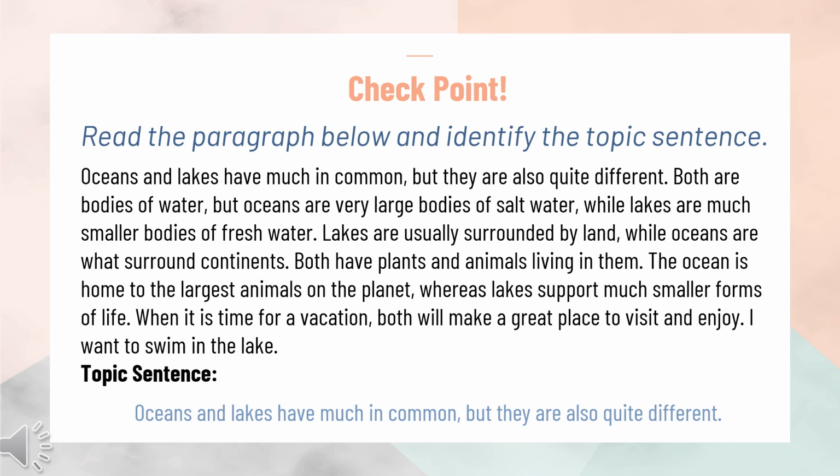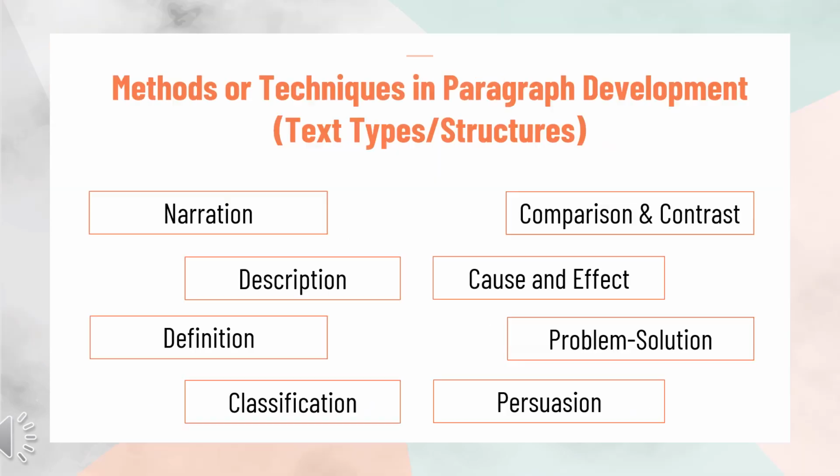Now, let's have this example. So here, in this paragraph, after reading, we have to identify where the topic sentence is. As you can see, the main idea or the topic sentence is none other than "Oceans and lakes have much in common, but they are also quite different." The remaining sentences in this paragraph are what we call the supporting details, and the last part is what we call the clinching sentence or the conclusion part, wherein the author used different signal words to indicate that the paragraph used a text structure or text type.